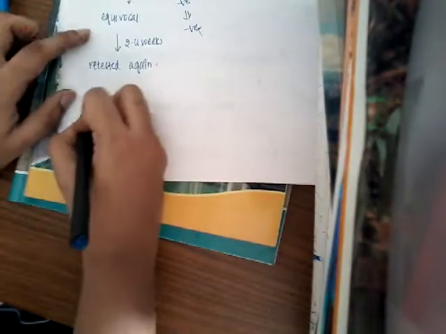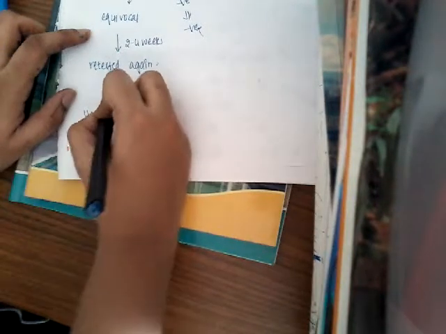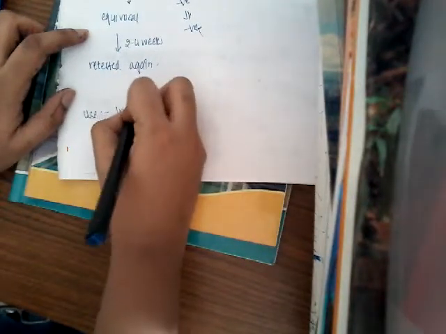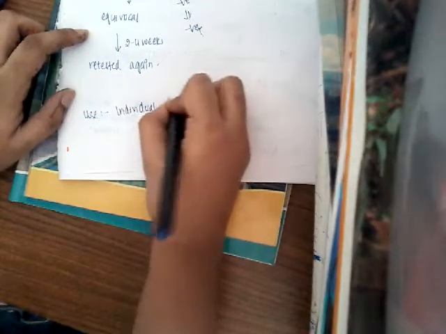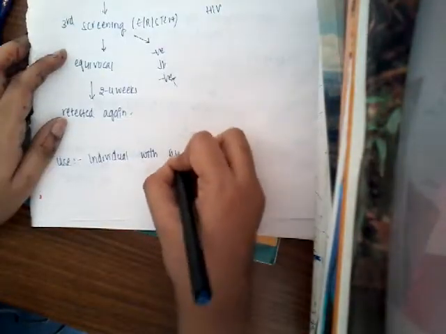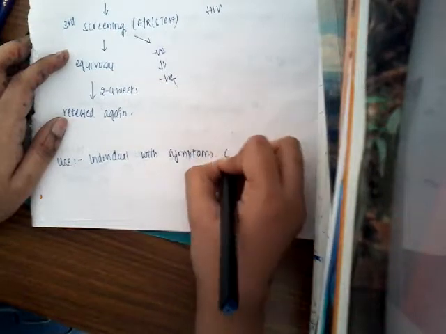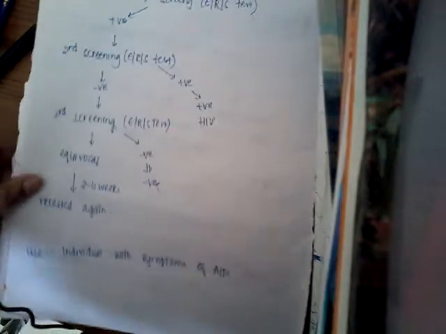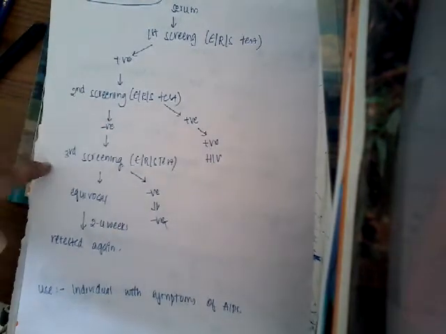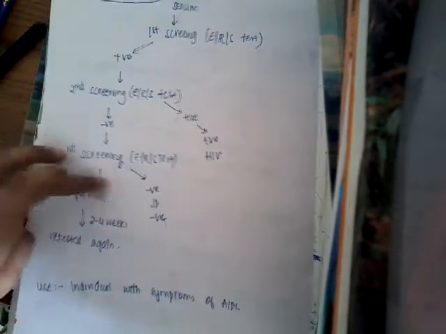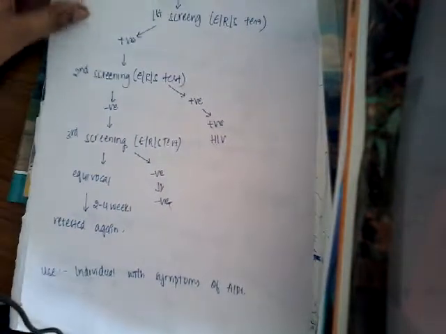Okay. Now, where is this strategy to be used? It is mainly used for individuals with symptoms of AIDS. Clinically, if the person has symptoms, then you can use this. So this is strategy 2B, where you will screen up to 3 times. Only if 2 tests are positive, then you'll say positive. If the second screening is negative, then you'll go to the third screening. And in the third screening, if it's equivocal, then you'll retest again. If it's negative, you'll say negative. If it's positive, you'll say positive. Okay. So this is strategy 2B.